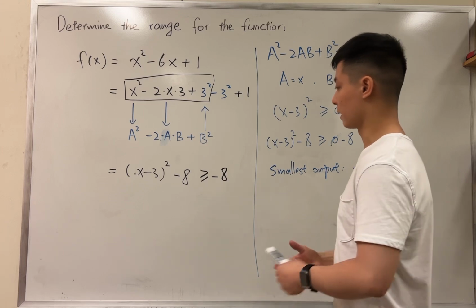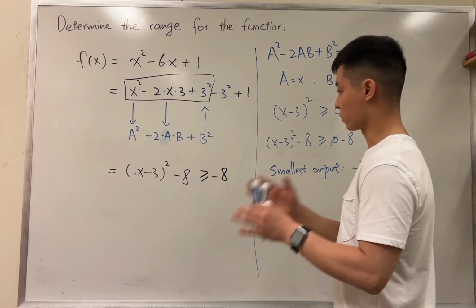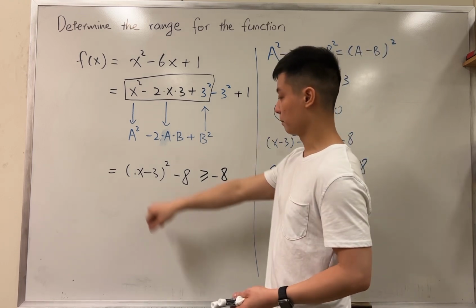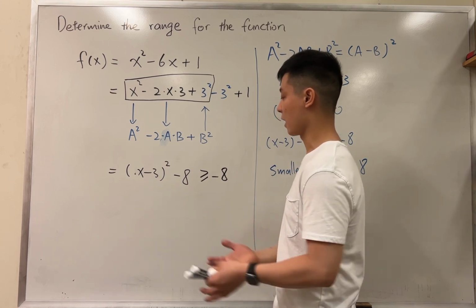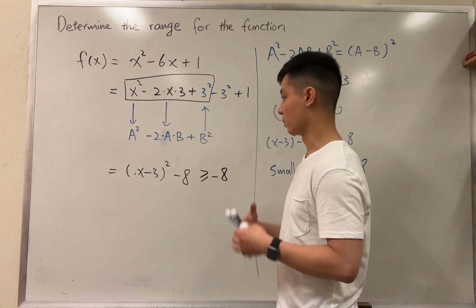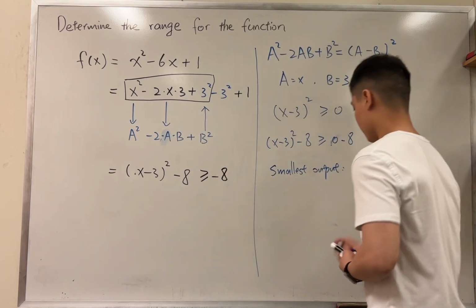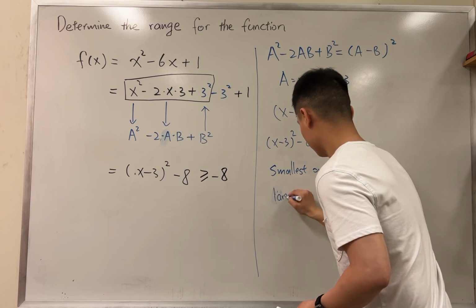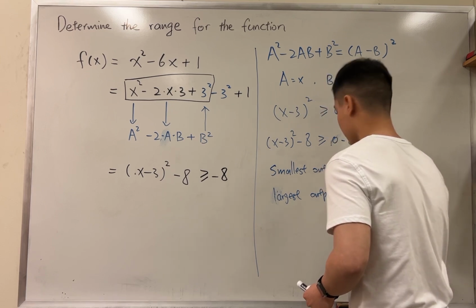And then let's now take a look at the largest possible output. Unfortunately, there's no such thing as the largest possible output in this case, because you can try to plug in a very big value for x. For example, x equal to 1,000, 10,000, 1 million, then this square is going to grow to a very big number. So you can expect that the function can get as big as infinity. So the conclusion here is that the largest output does not exist, which is infinity.